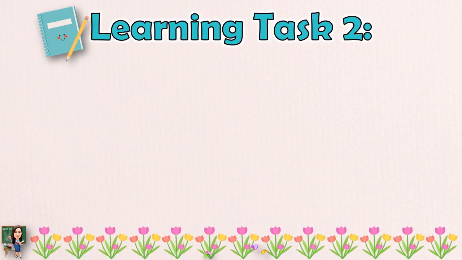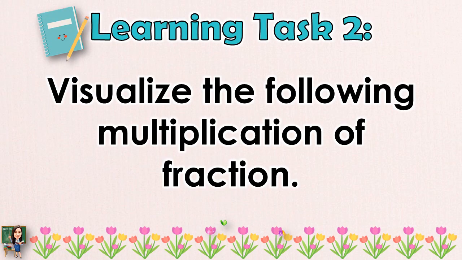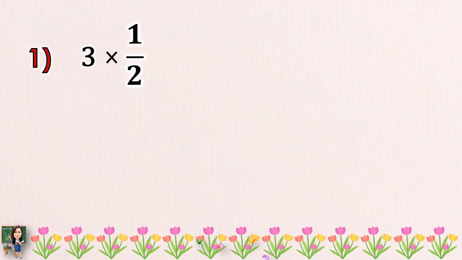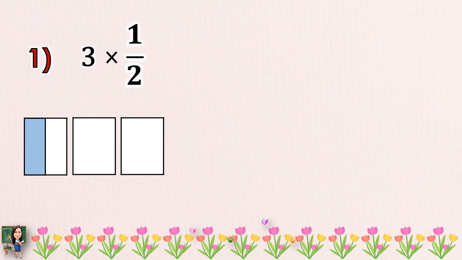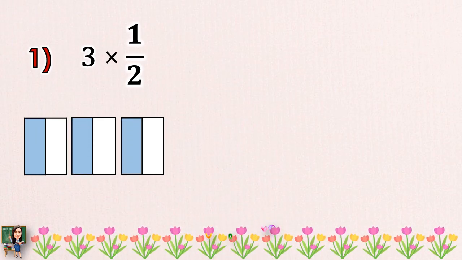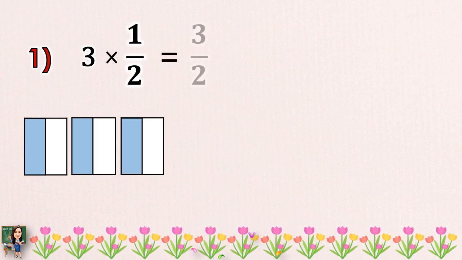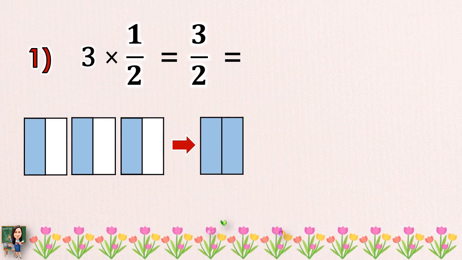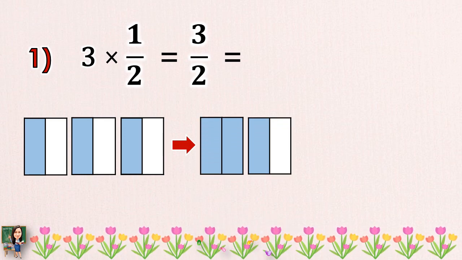Learning task 2. Visualize the following multiplication of fractions. Number 1. 3 times 1/2. Draw 3 rectangles and divide them into 2 equal parts to show 1/2. Now multiply 3 times 1 equals 3 over 2. And now draw a model for 3 over 2. Draw 2 rectangles and shade 3 parts like this.